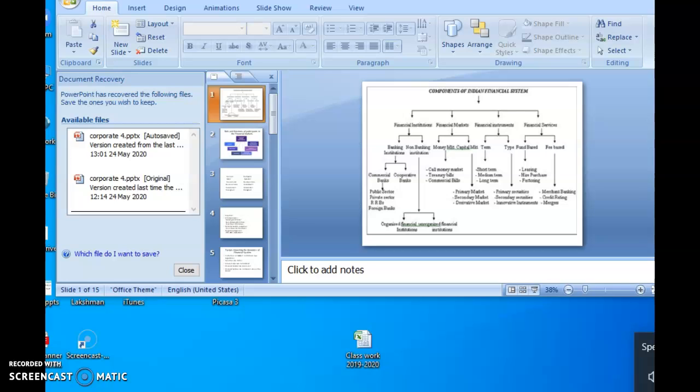Here, you should know what the banking system is. The banking system is nothing but acceptance of deposits as well as lending of loans. So here, banking institutions are divided into commercial banks as well as cooperative banks. Commercial banks are again divided into public sector banks, private sector banks, RRBs and foreign banks.